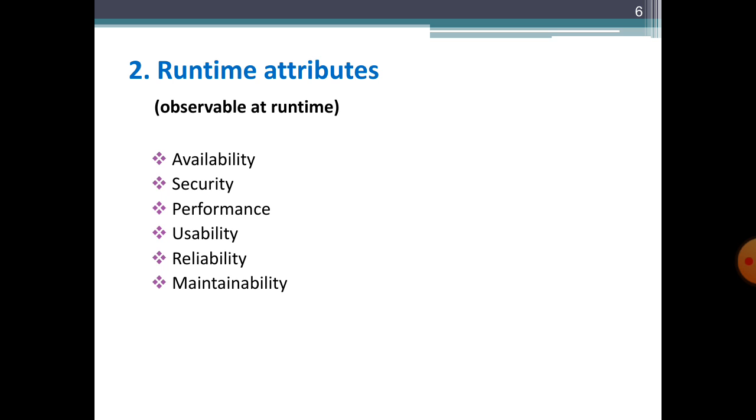So students, all of these approximately six quality attributes which are observable at runtime are well understood. Most of you are well aware of these runtime attributes as well. So there are a lot of examples available as well. You can also go through them on your own. So basically these are the different runtime attributes which are observed at runtime in any software architecture.